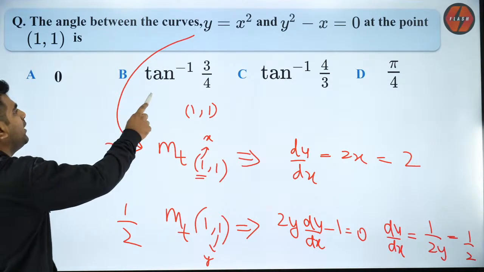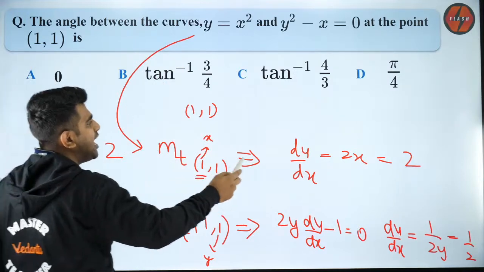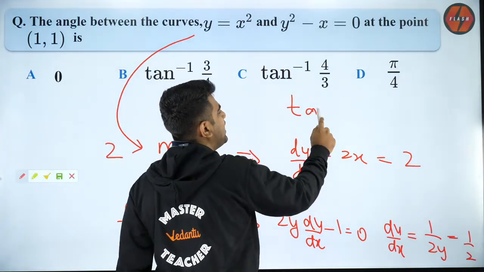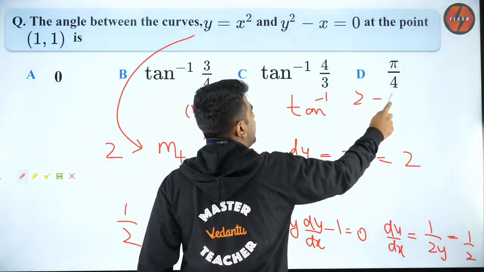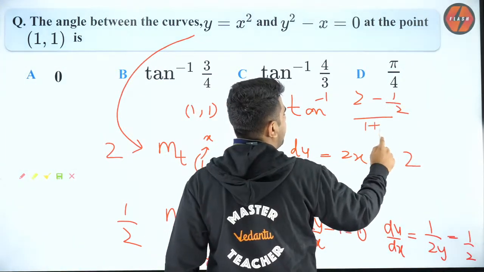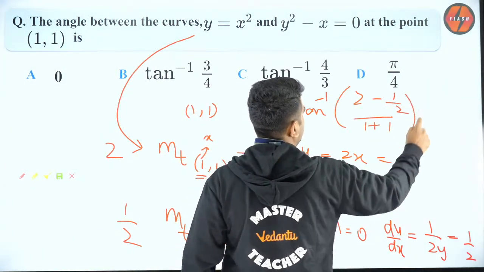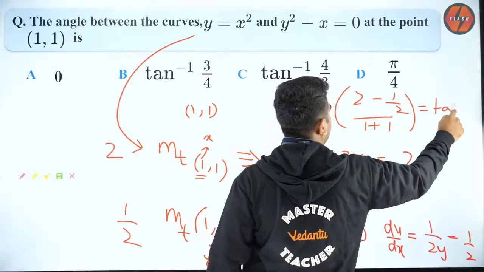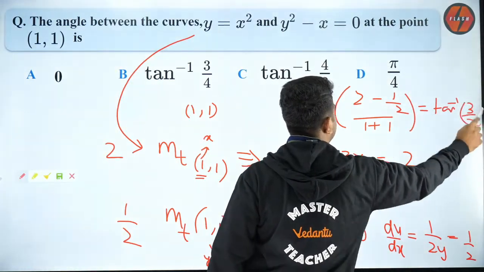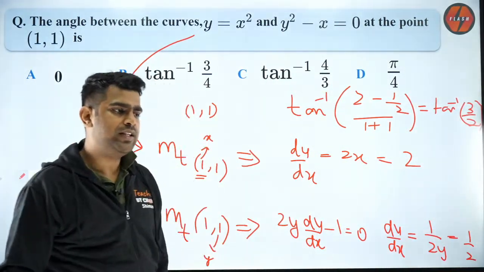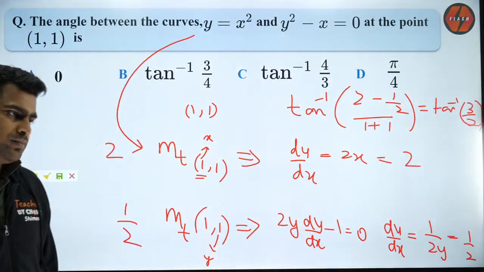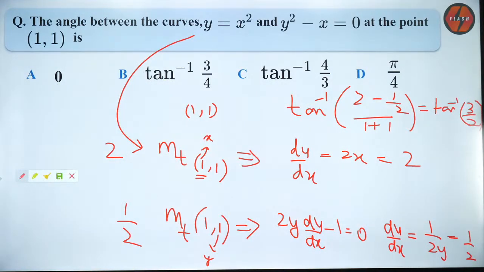So what is the angle between the two curves? Angle between the two curves is tan inverse of (m1 minus m2) by (1 plus m1 m2), which is equal to tan inverse of 3 by 2. I hope you guys are all clear with it. Everybody done? Everybody clear with it? Very good.